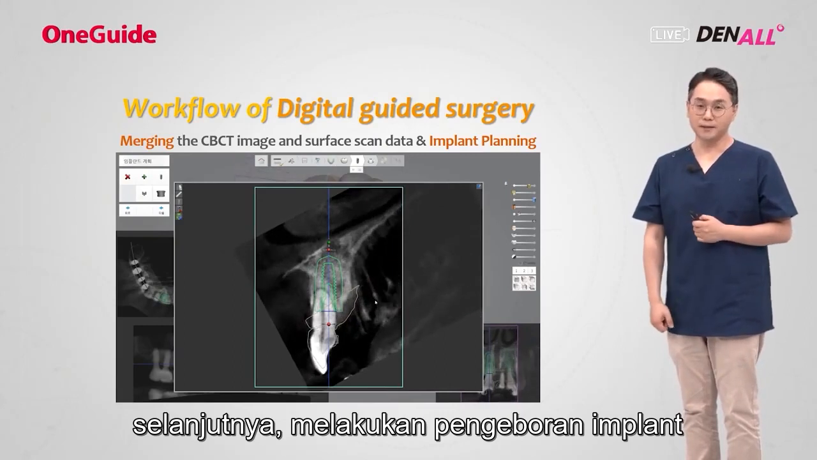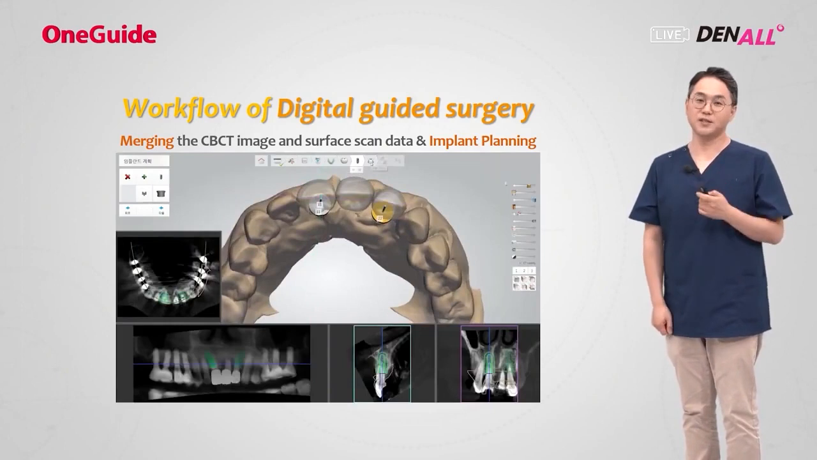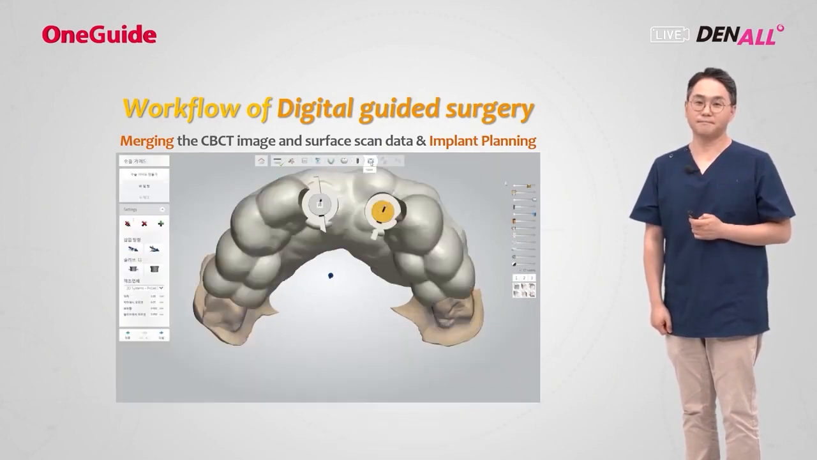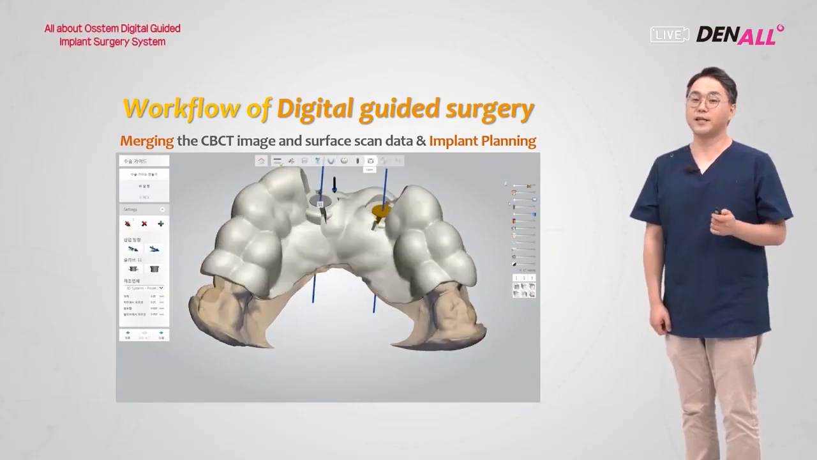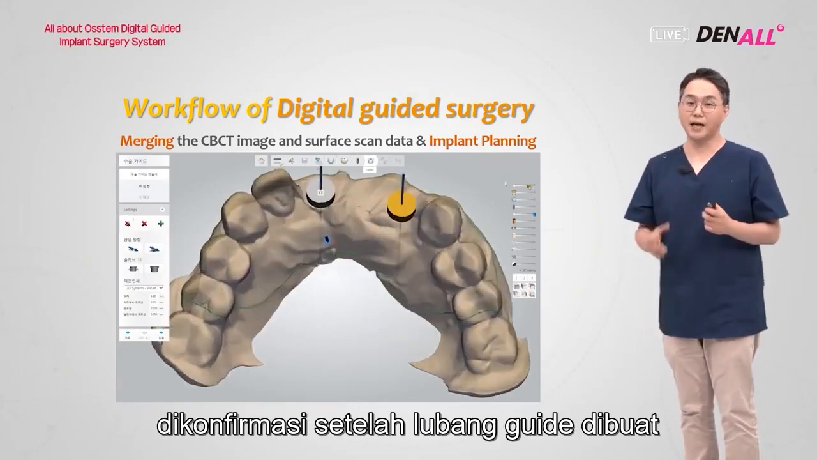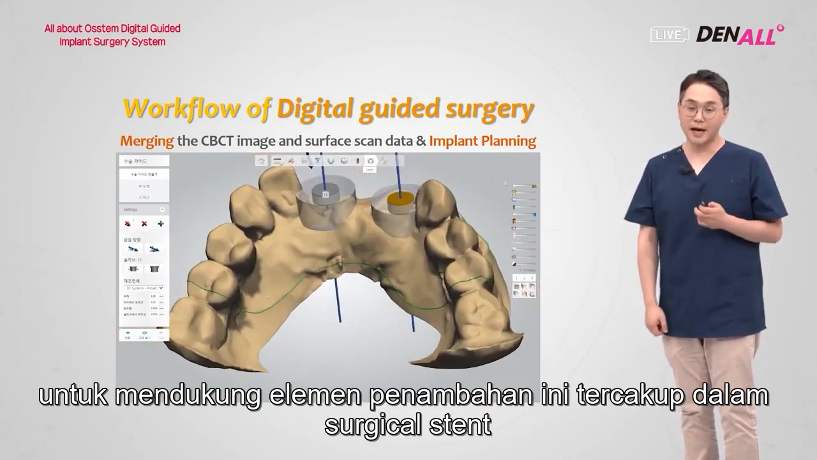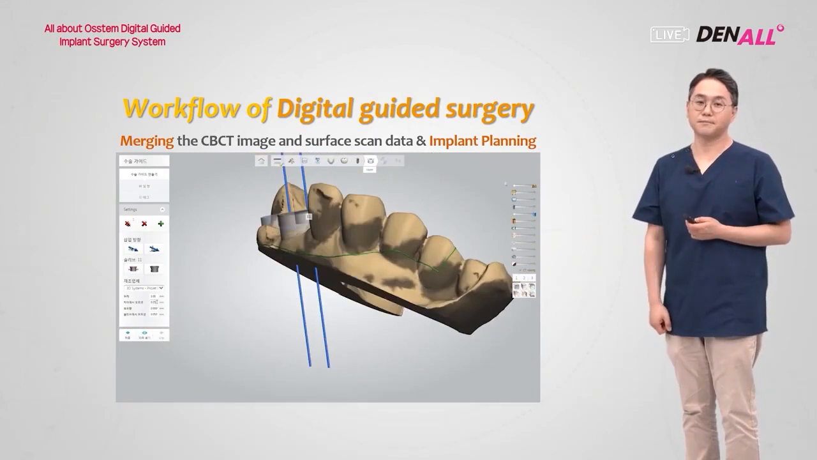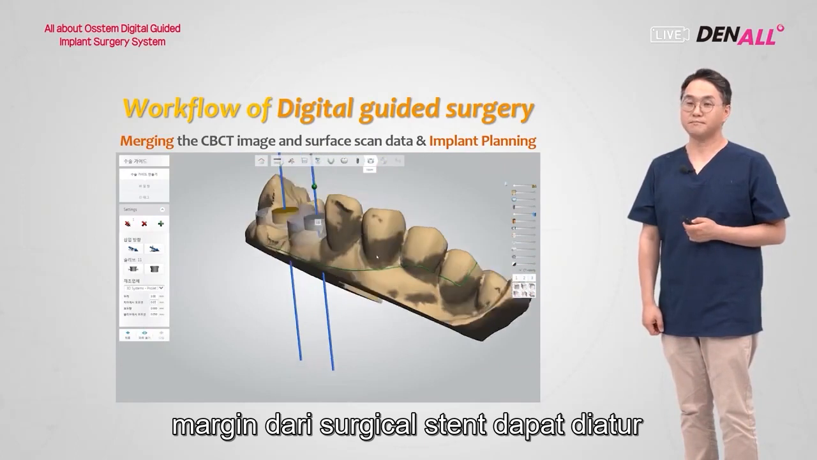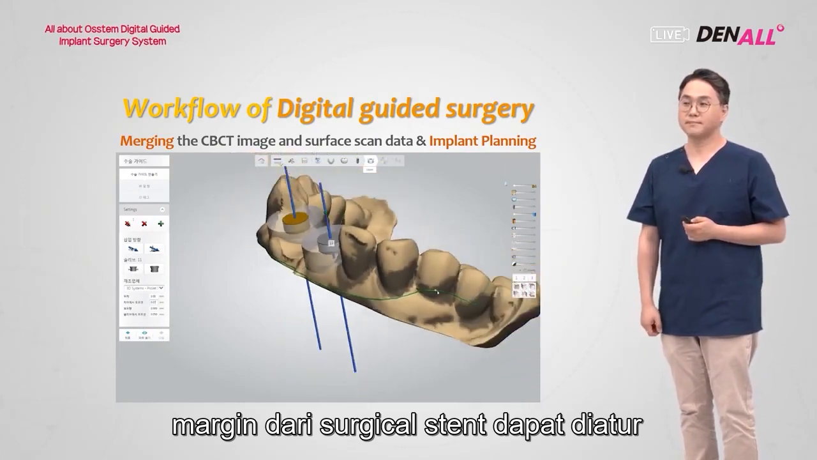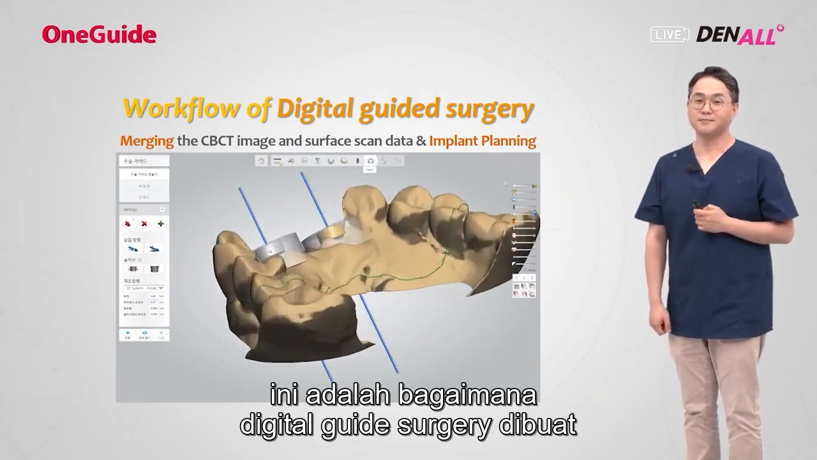following this position, drilling and implant placement needs to be guided by a surgical stent, and this stent is created here, like this. Implant position and angulation is confirmed, and after that, the guide hole is created. To support this, additional elements are encompassed in the surgical stent. The margin of the surgical stent can be adjusted. This is how it's fabricated. This is digital guide surgery.